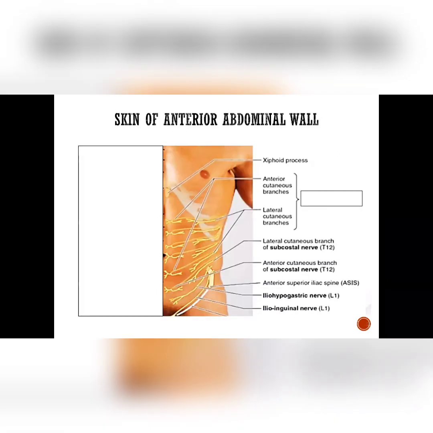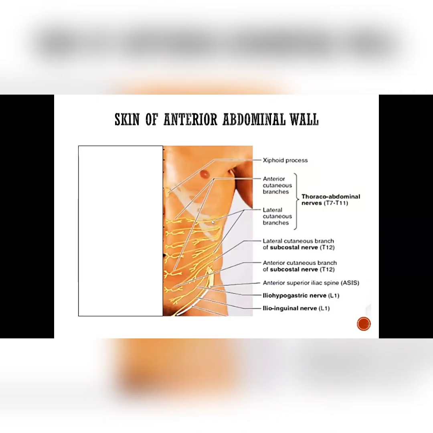Just a word about the skin of the anterior abdominal wall. Can you tell me what the nerves are which supply the anterior abdominal wall? Yes, intercostal nerves, from the 7th intercostal nerve to the 11th intercostal nerve, the lower 6.